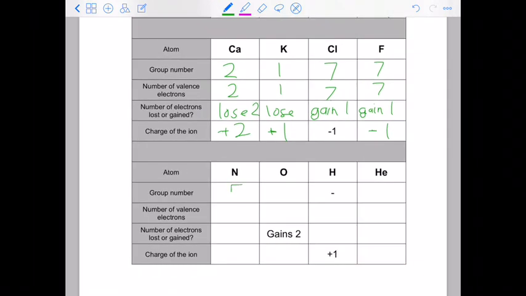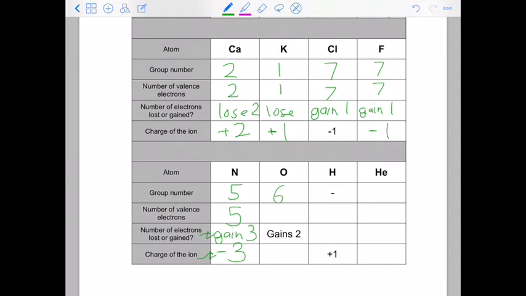Nitrogen is in group 5, so it will have 5 valence electrons, so it will gain 3 electrons in order to get up to that magic number of 8. Well done. So it'll have a -3 charge. It feels weird, I know, that it's gaining electrons and it becomes negative, but remember that that electron has that negative charge. So if you gain more electrons, the negative number will increase. It feels weird, I know, but that's just the way it works.